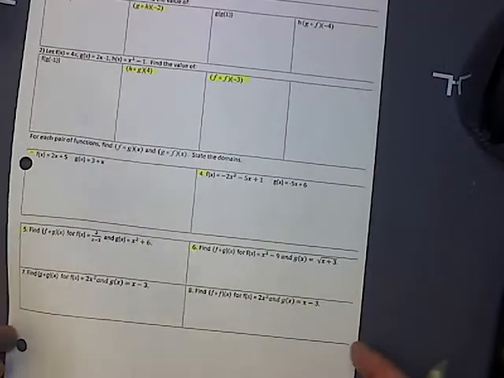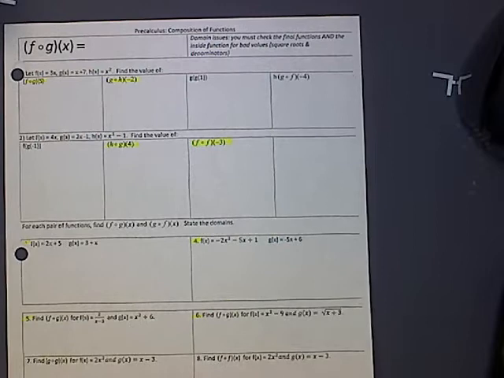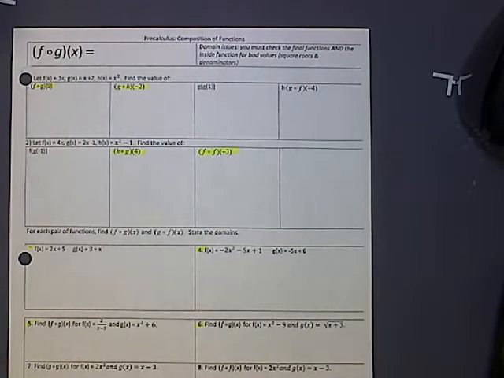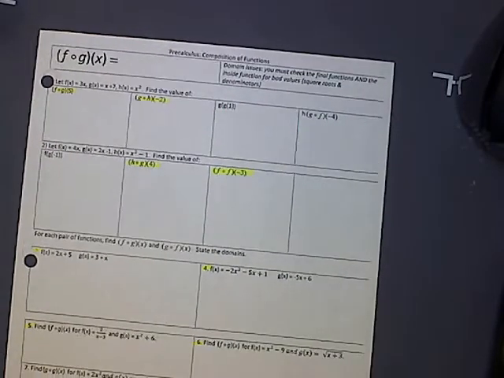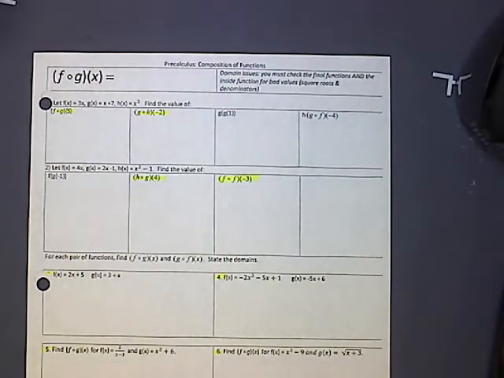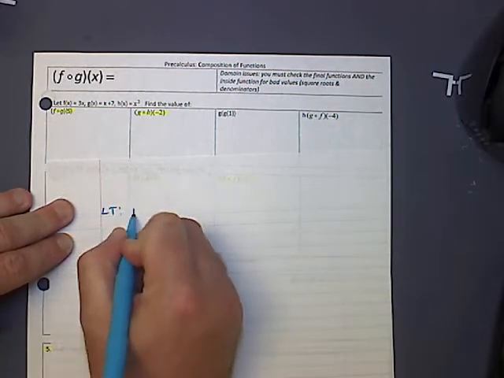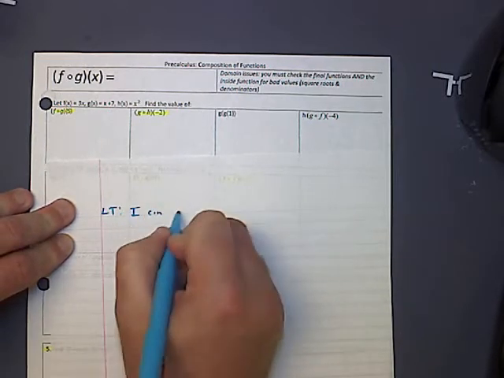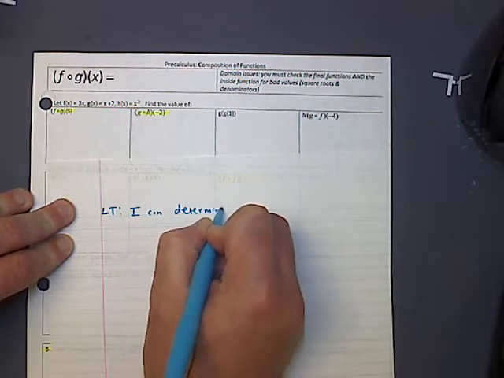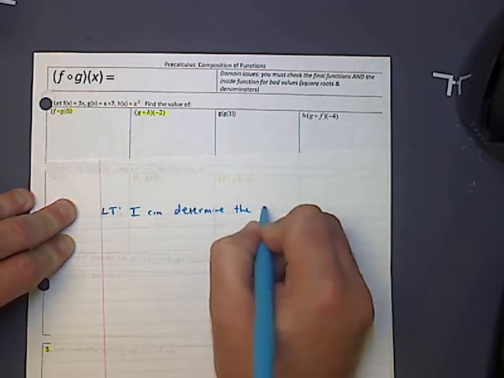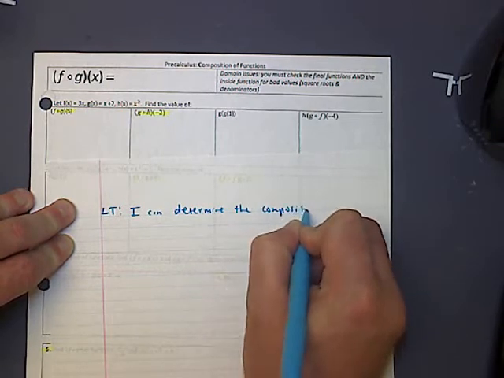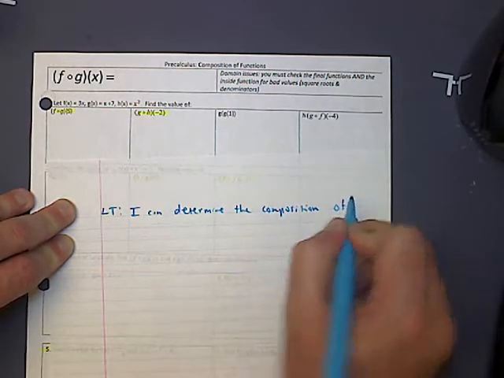Now, today's learning target is I can determine the composition of functions. I want you to turn to page 65 in your notebook. That's where I'm coming off of, page 65. Write your learning target in your notebook. Learning target: I can determine the composition of functions.